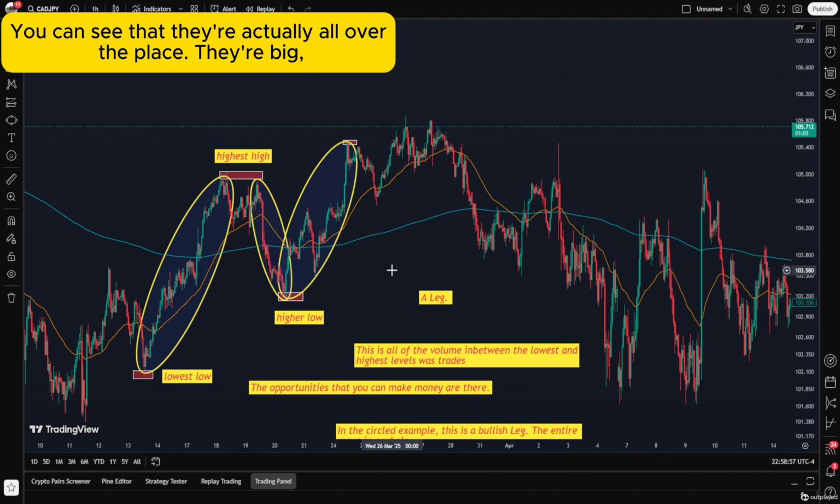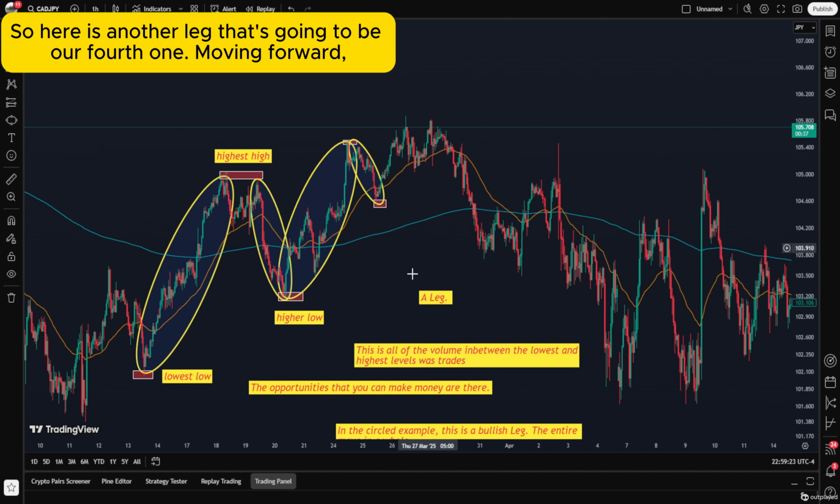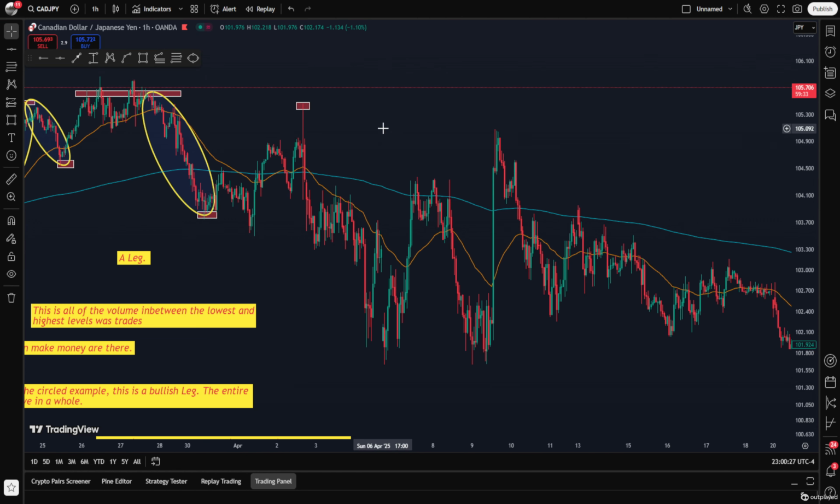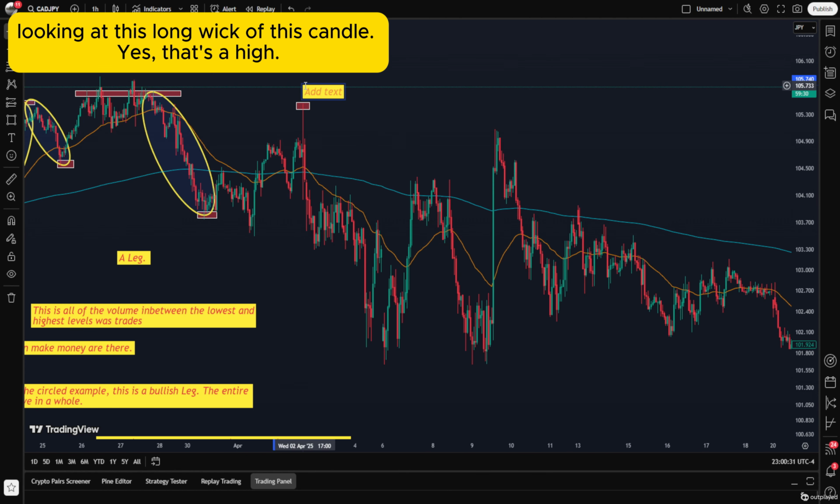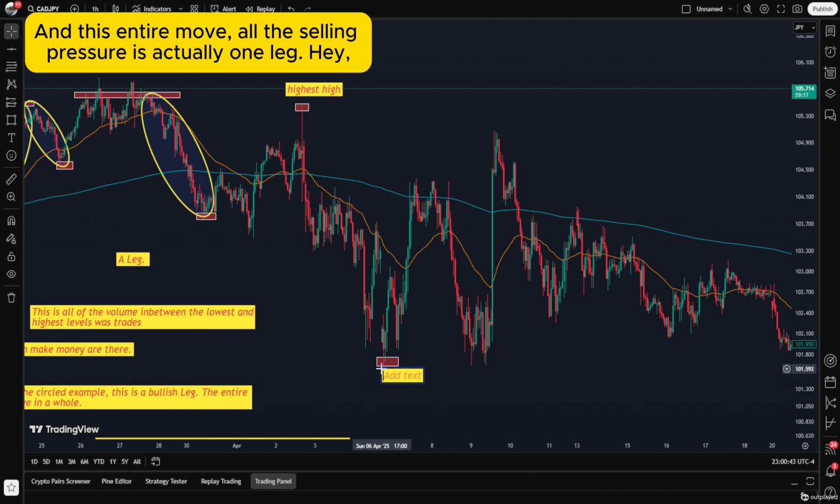You can see that they're actually all over the place. They're big, they're small. You can count this as a low, and this is actually a higher low. So here is another leg. That's going to be our fourth one. Moving forward, looking at this long wick of this candle, yes, that's a high. And if we're moving from left to right, we will identify the next lowest low. And this entire move, all the selling pressure, is actually one leg.